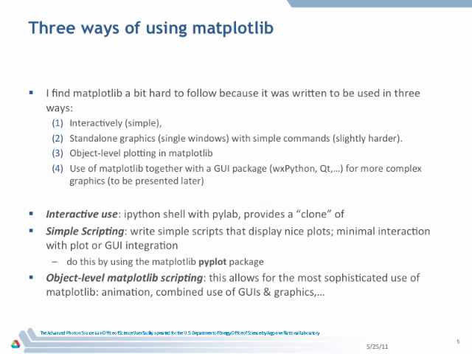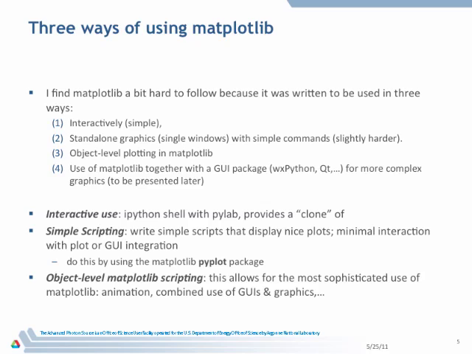Okay, now I'm going to tell you from the top that I find matplotlib a little hard to follow, particularly when I start looking at other people's examples, because it was written to be used in, it says here 3 ways, but I've got 4. Quality control in this talk is lacking. Okay, it's meant to be used interactively. I'll show you how you do that. It's meant to be used for standalone graphics with one window for all the plotting. It's meant to be used as well with object-oriented plotting. And then finally, you may want to use matplotlib with a GUI in some fashion. I'm not going to talk about that today, because I don't really see much point in that until you've at least seen a little bit of WXPython.